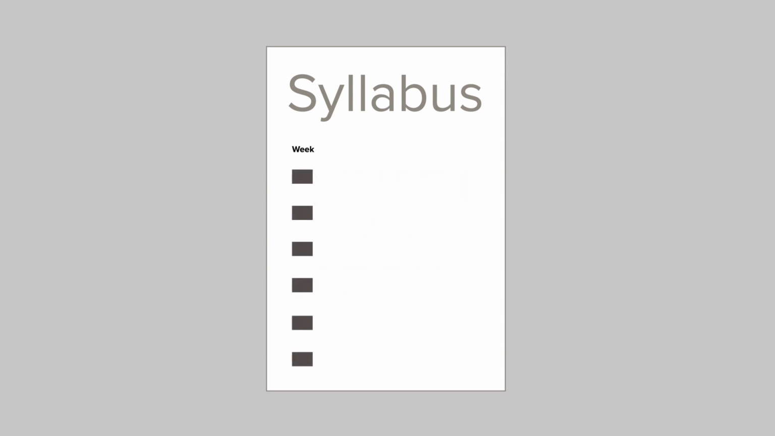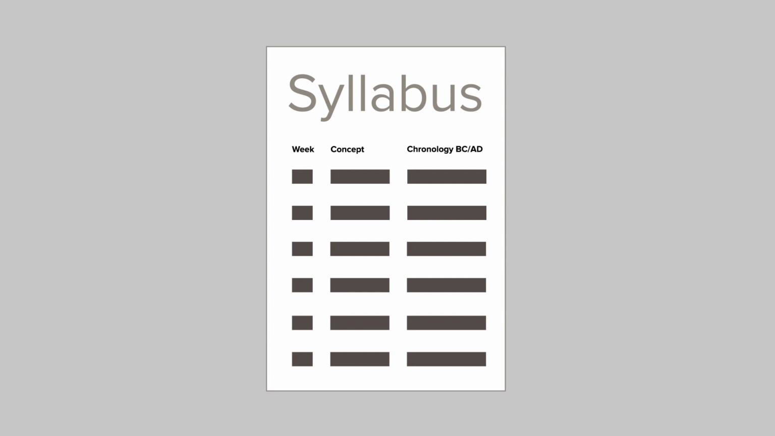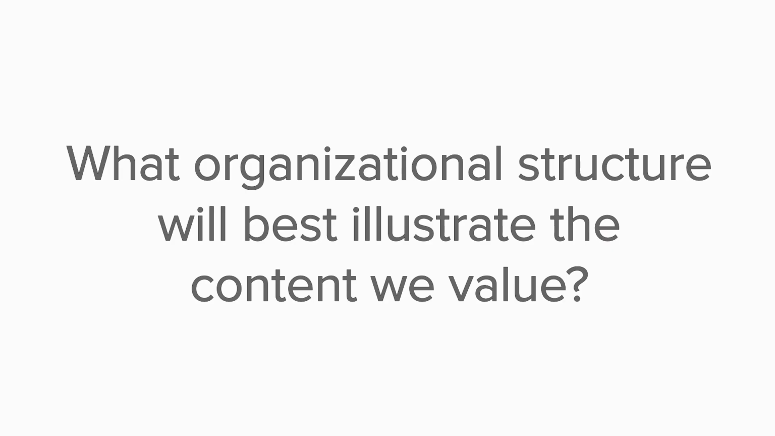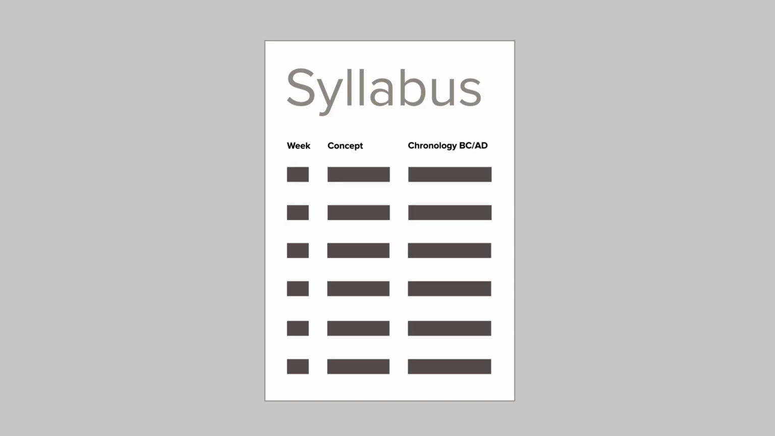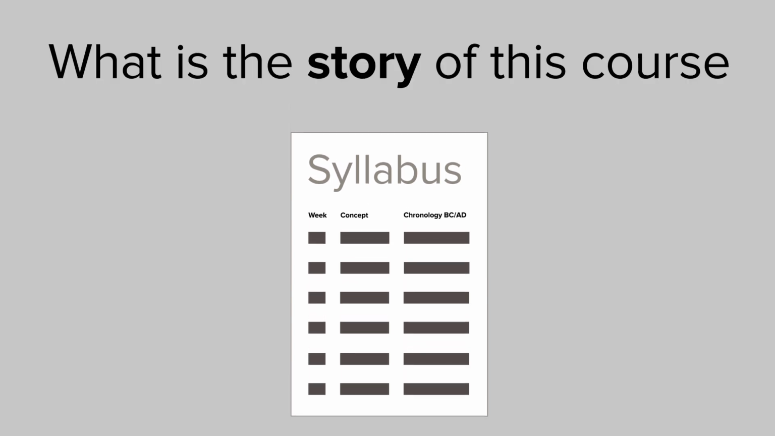How we organize content sends the loudest message to our students about what we care about. If we're more concerned with concepts than chronology, but still arrange our course chronologically, students will continue to focus on dates rather than on concepts. So what organizational structure will best illustrate the content we value? One way to approach this is to determine a narrative arc or storyline of your course.